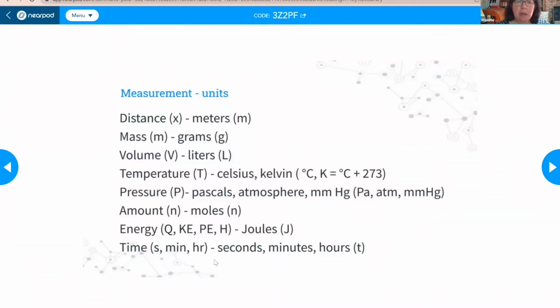And we'll also learn about rates, like how fast something happens. So we'll use time. And time's units are either seconds, minutes, or hours. And it's always a lowercase t. So if you see a lowercase t in a formula, that's for time. If you see an uppercase T in a formula, that's for temperature.